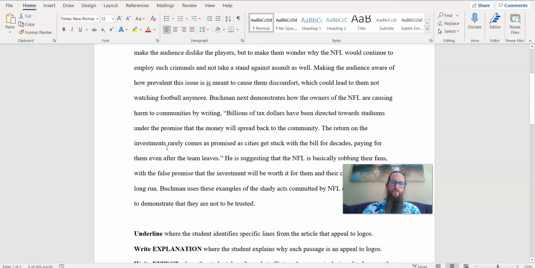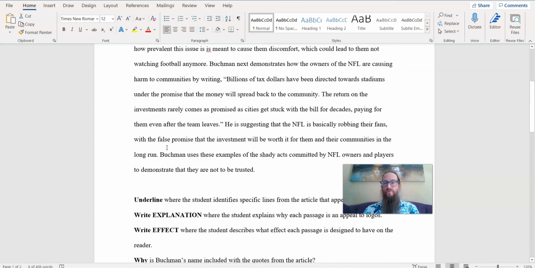I would encourage you to structure your paper in a similar fashion. You want to focus an entire paragraph on each appeal so that you can thoroughly explore multiple examples of where it is invoked in the article which you chose.